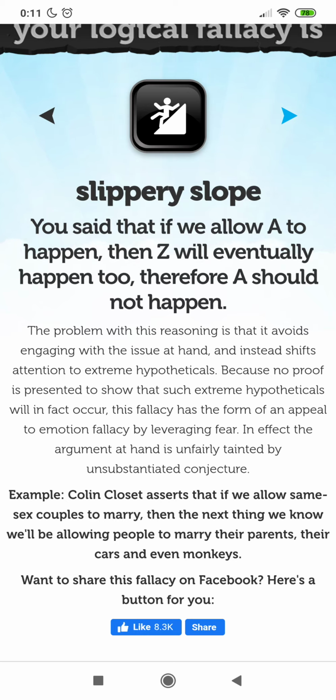In effect, the argument at hand is unfairly tainted by unsubstantiated conjecture. For example, Colin Closet asserted that if we allow same-sex couples to marry, then the next thing we know, we will be allowing people to marry their parents, their cars, and even monkeys.